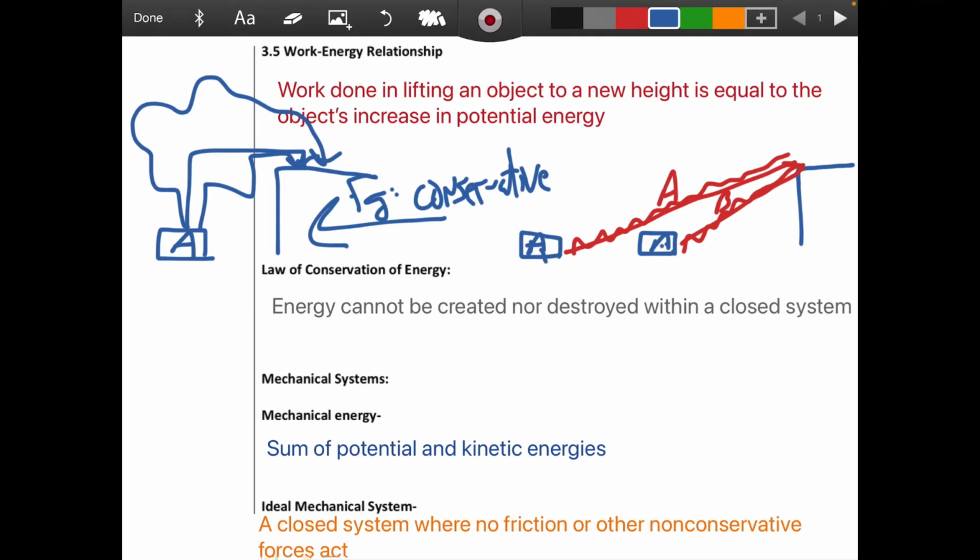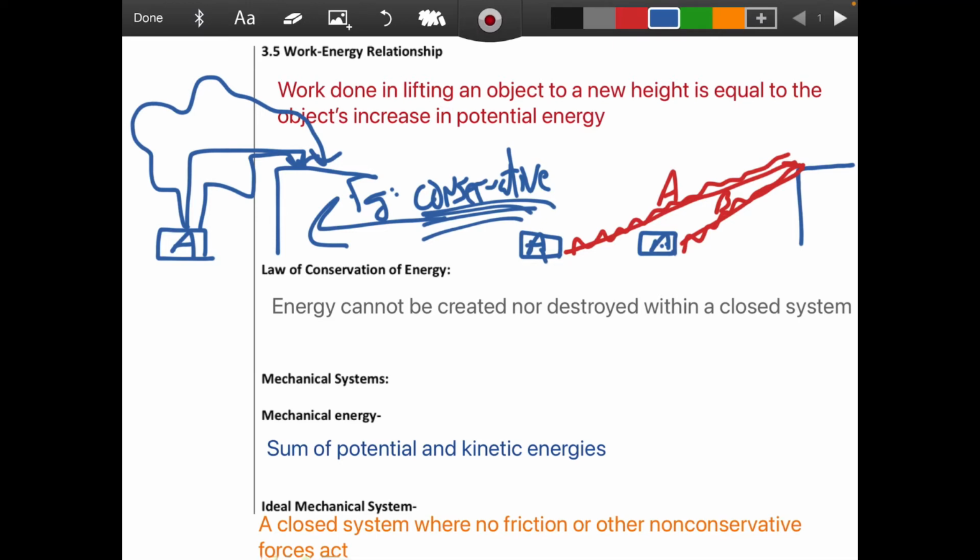Just so knowing that a non-conservative force will impact that, because once we get into the conservation of energy, some of that energy will be converted to heat as well. So for now, when we focus on conservative forces such as gravity, that work done is equal to the increase in potential energy.